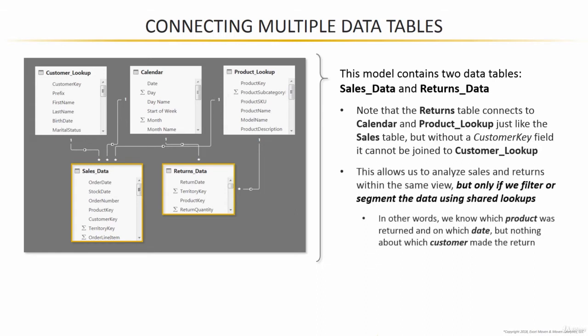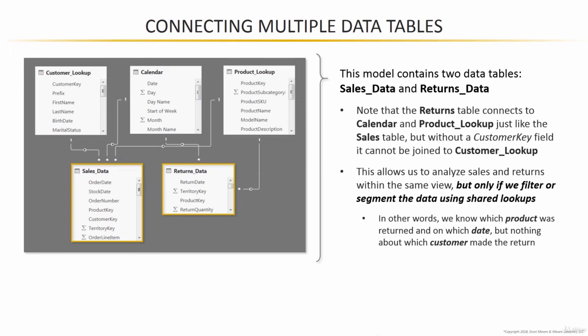So what this means is that we can analyze sales and returns data, sales quantities and returns quantities, within the same view or visual in Power BI, but only if we filter or segment our data using fields from shared lookup tables. So looking at the returns data in this particular case, we know which product was returned because we have a product key, and we know which date the product was returned because we have a return date, but we know nothing about the customer who made the return. So there's no way we could slice or dice or filter that returns data by any field in the customer lookup, like names, marital status, gender, income, any of those fields.